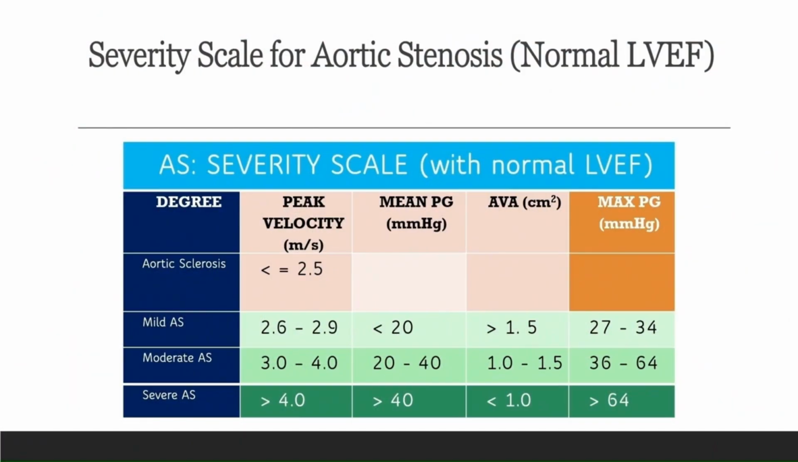When ejection fraction is normal, mild aortic stenosis has velocities under 3 meters per second. Moderate aortic stenosis falls between 3 to 4 meters per second. Severe aortic stenosis is anything over 4 meters per second with a mean pressure gradient over 40 millimeters of mercury and an aortic valve area under 1 centimeter squared.